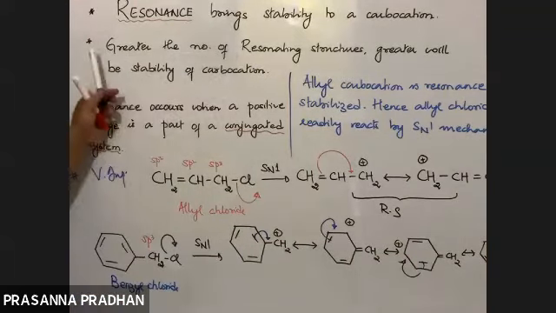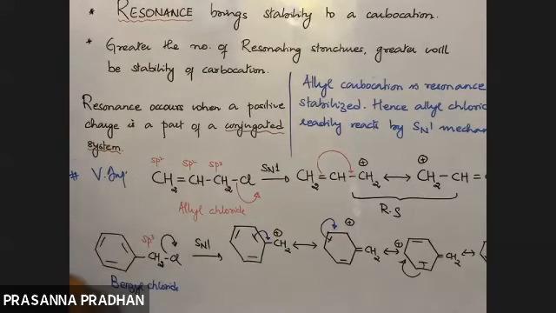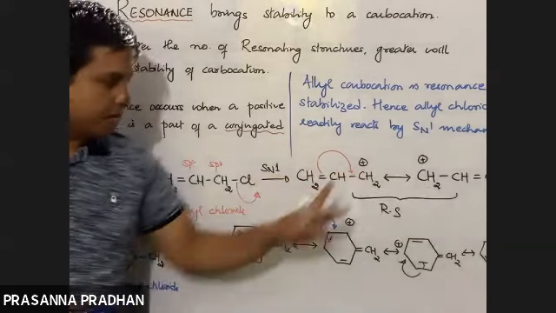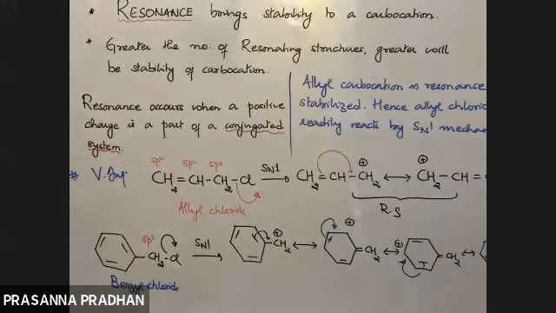So second point, the greater the number of resonating structures, the greater the stability. So this will be even more reactive than allyl chloride, because there we have just 2 resonating structures, but here we have 4 resonating structures. So this benzyl carbocation is really stable.